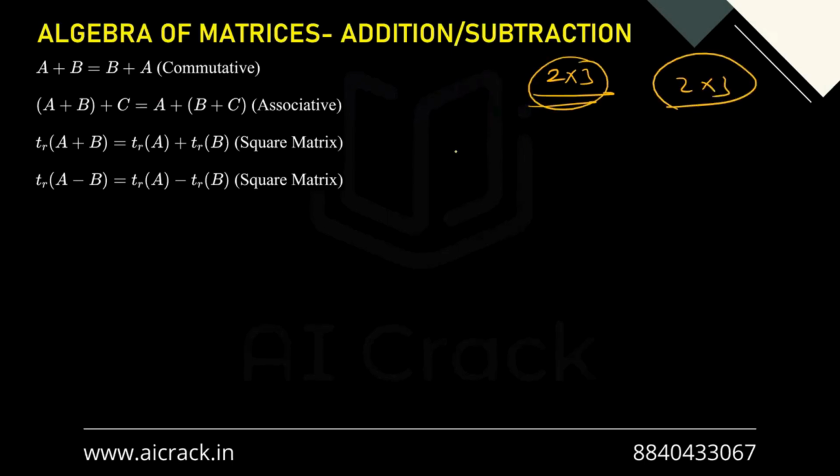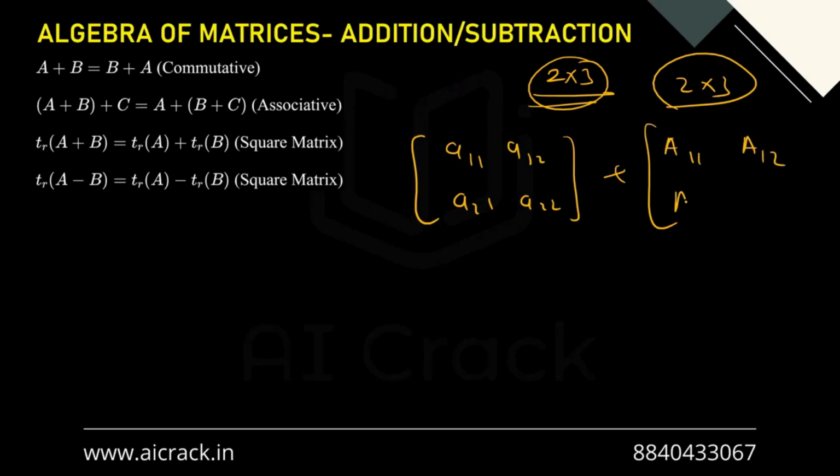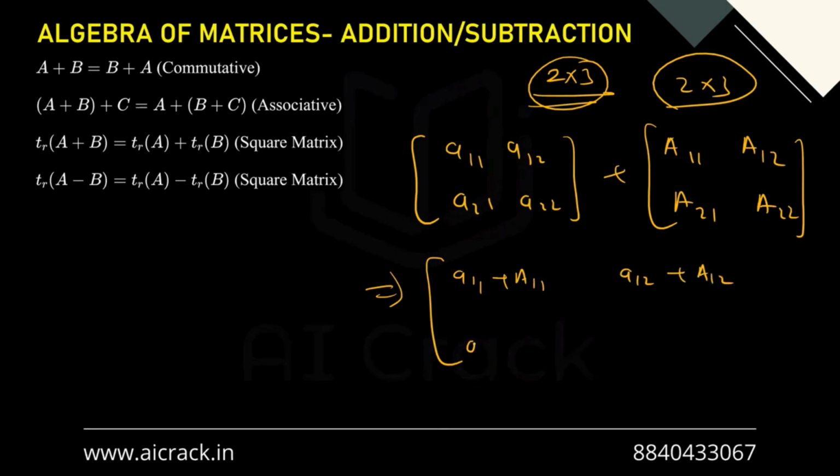So how does it happen? Let's say the first matrix is A11, A12, A21, and A22. And I'm adding it with, let's say, capital A11, capital A12, capital A21, and capital A22. Now the final matrix would be A11 plus capital A11. So individual elements will be added for all the rows and columns. So this would become A12 plus capital A12, A21 plus capital A21, and A22 plus capital A22. So this is how the final matrix would look after the addition.